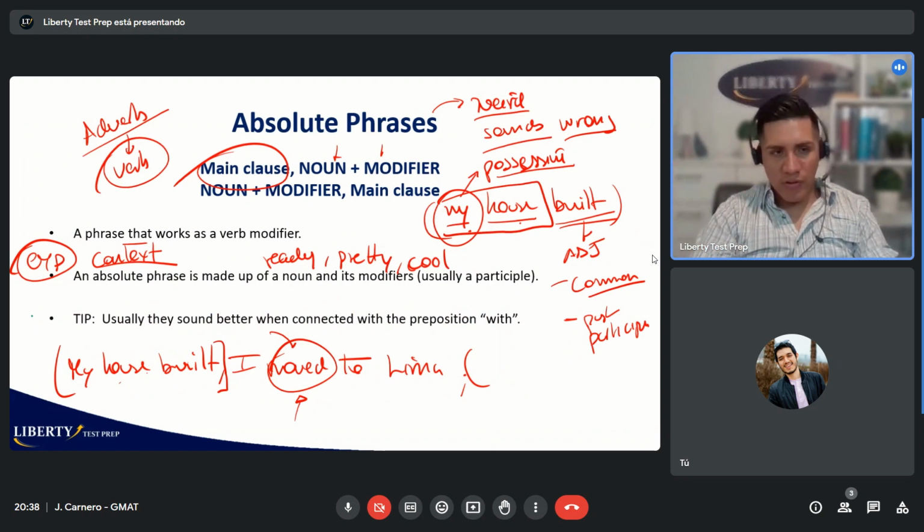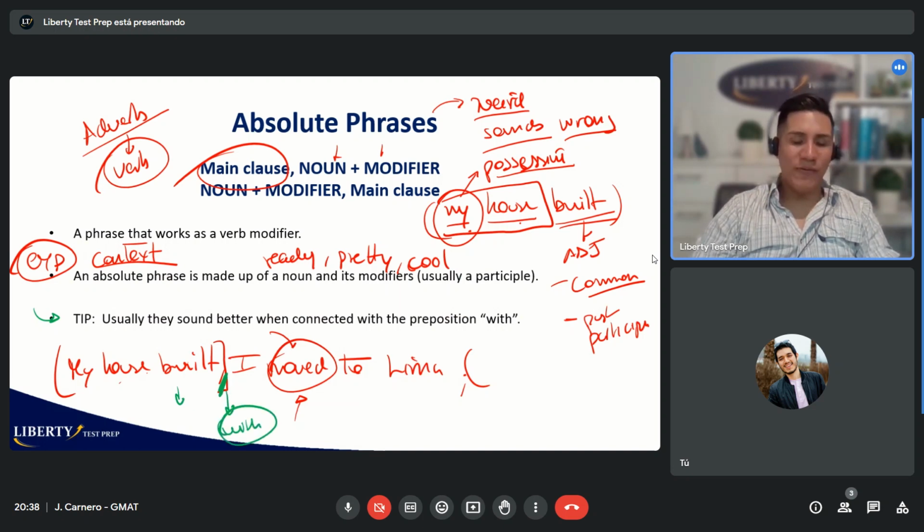Now, one good thing you can do if you believe that something is an absolute phrase, between the absolute phrase and the clause, is remove the comma and just add a with. Usually, if that's really an absolute phrase, that's going to make it look and sound better. So the with would go before the absolute phrase. With my house built, I moved to Lima. That sounds a little bit more relatable.